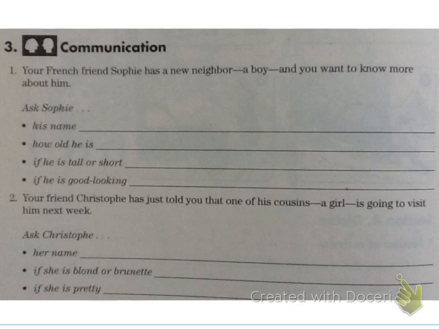Trois, communication. Number 1, your French friend Sophie is a new neighbor, a boy, and you want to know more about him. Ask Sophie his name. So you're going to write out, like, what is his name? And again, kind of remembering that was comment s'appelle-t-il? Right? So again, you're kind of writing these things.